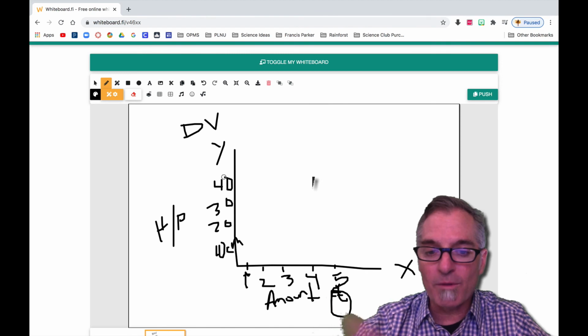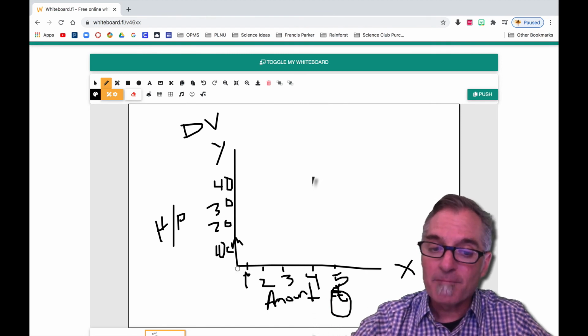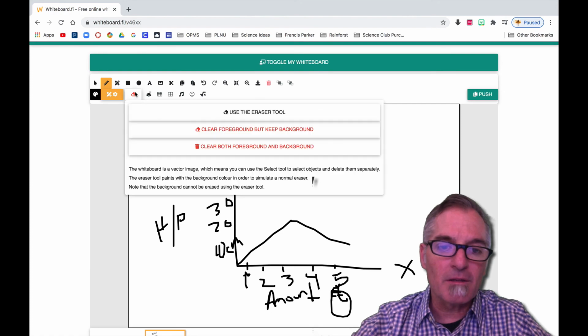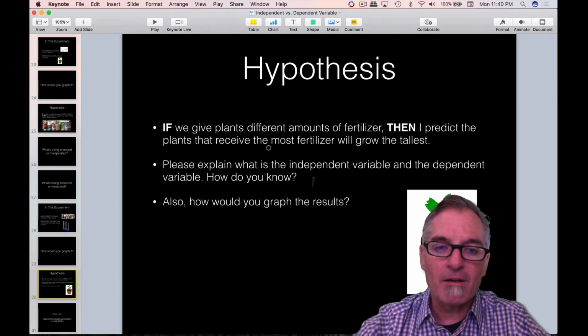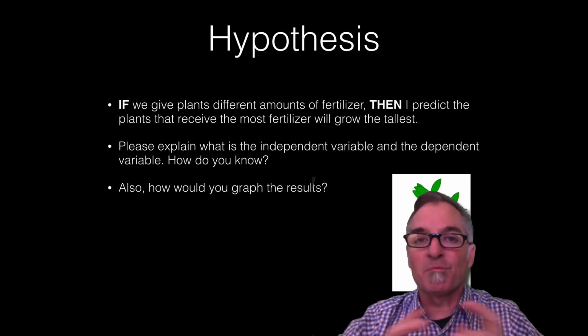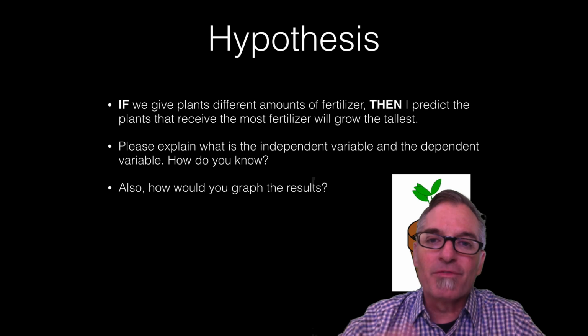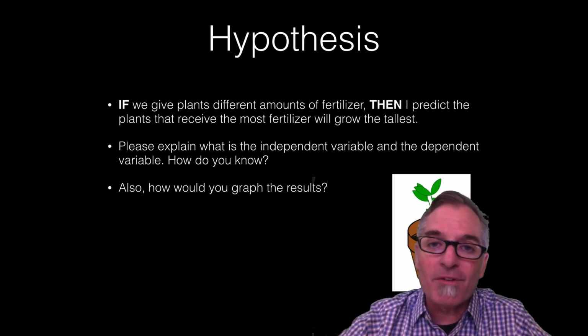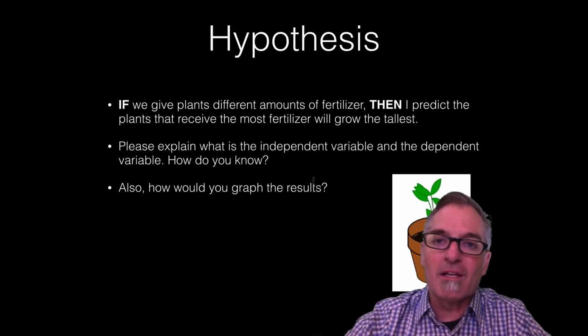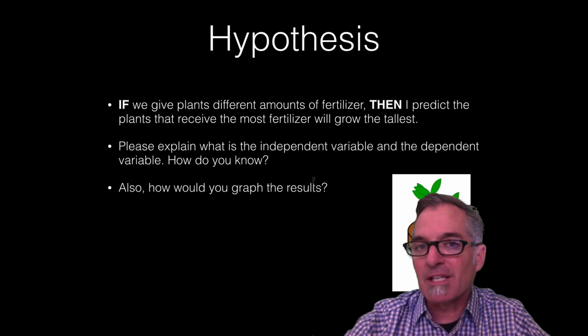And again, we don't know what the results are going to be, but maybe the more fertilizer, the taller it gets, but maybe there's some point where it gets too much and it actually starts to stunt its growth. So let me clear this here. Hopefully you have a better idea from this video. You've done some practice. I know it's a little long, but I think it's very important that you know the difference between the independent variable and the dependent variable when it comes to scientific investigation.